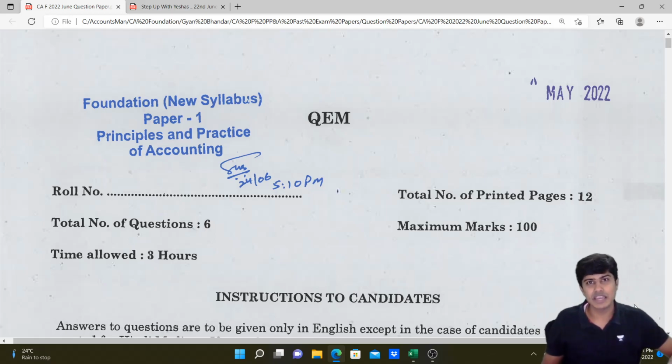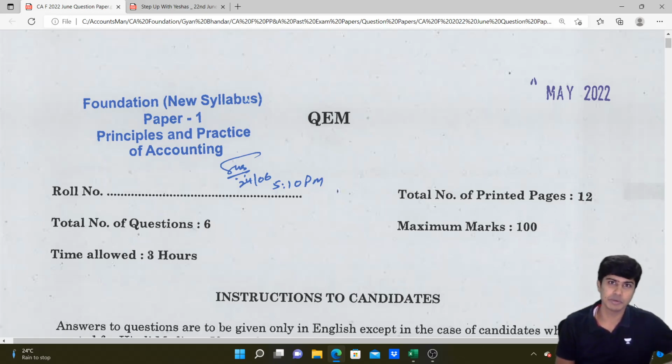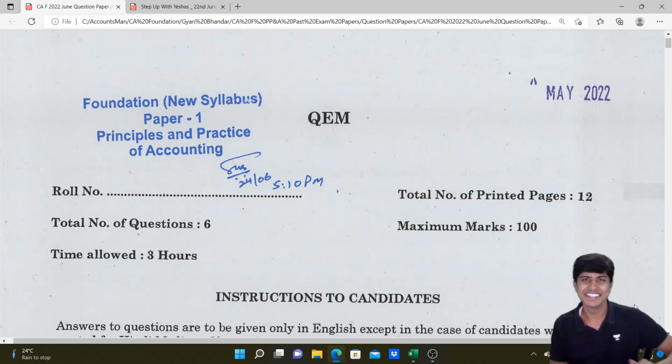discussing solutions in detail for CA Foundation, Principles and Practice of Accounting, May 2022 examination, which actually happened in the month of June 2022. So I'm going to split this video into three parts: part 1, part 2, part 3. I don't want you to see a really long video on the channel and think, who's going to spend so much time watching so many answers? So I'm going to break it into three parts. First part will discuss questions 1 and 2, second part 3 and 4, and the last part will discuss questions 5 and 6.